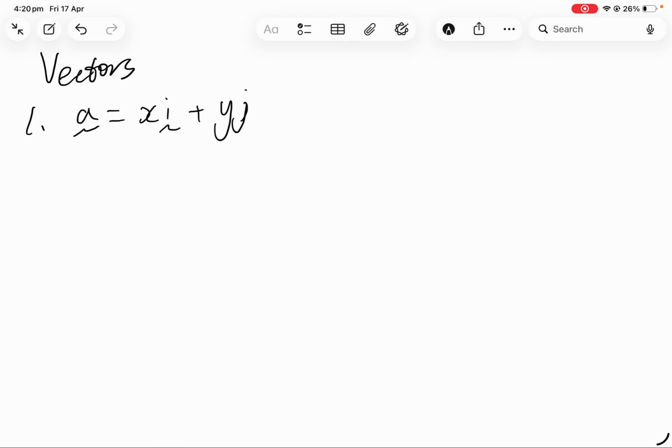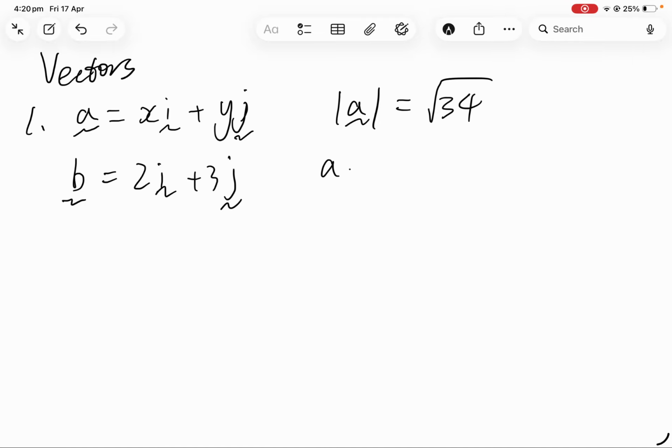Hello, today I'll be doing questions on vectors. So the first question says: given vector A equals xi plus yj, and vector B equals 2i plus 3j, determine the value of x and y if the length of A is square root 34 and A dot B is 9.